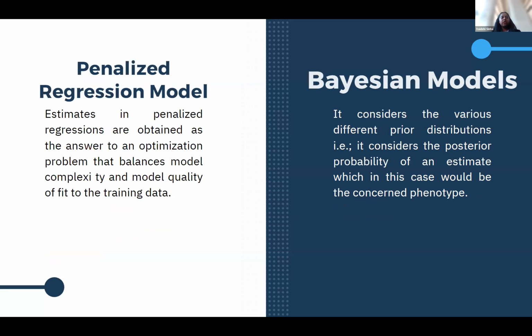Moving on to the penalized regression model. This is one of the most frequently employed models in this domain. Penalized regression estimates are obtained as the answer to an optimization problem that balances the model complexity and the model quality of fit to the training data. Moving on to the Bayesian model. It considers various different prior distributions. That is, it considers the posterior probability of an estimate, which in this case would be the concerned phenotype. And to model the whole additive variance and forecast breeding values, Bayesian techniques might be utilized.